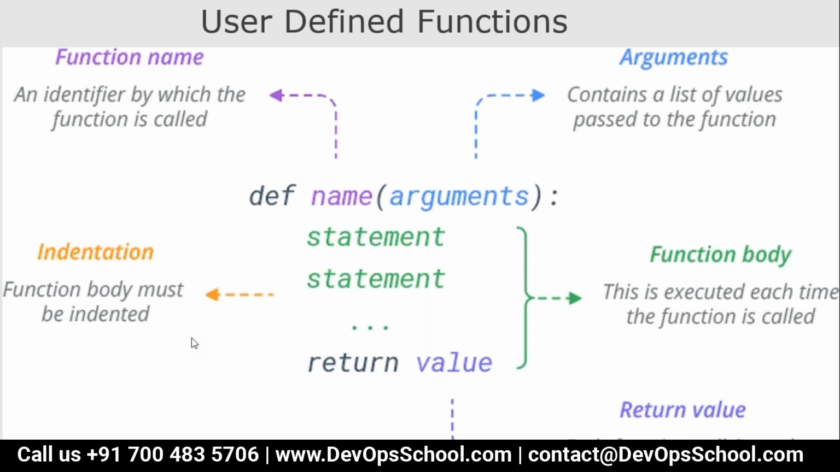So look at it very carefully. This def is a way to define a function. Name is basically an identifier via which the function is called. So you should have a name, that is the identifier. Arguments, you can have many. Whatever arguments you are passing to the function should be processed inside the function, and then you should give the result value. Here, arguments basically contain a list of values passed to the function.